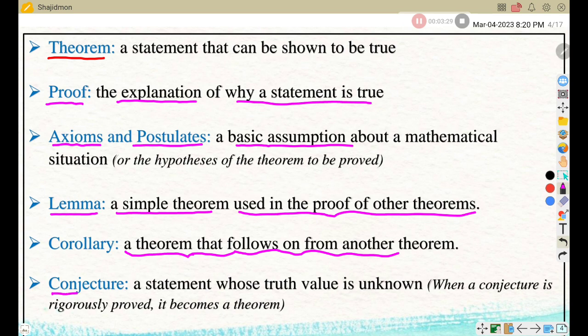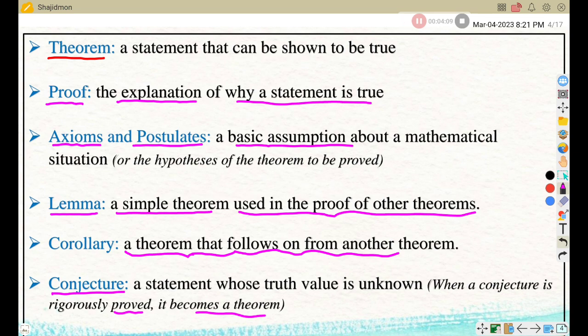Now, another word we use is conjecture. A conjecture is a statement whose truth value is unknown. We have a statement, but we have not proved whether it is true or false. It is just a statement. But if the conjecture is proved, it becomes a theorem. A theorem means we have a proof; it is already proved, or we can prove it. But a conjecture is just a statement with unknown truth value. Nobody has proved it. If it is proved, it becomes a theorem.